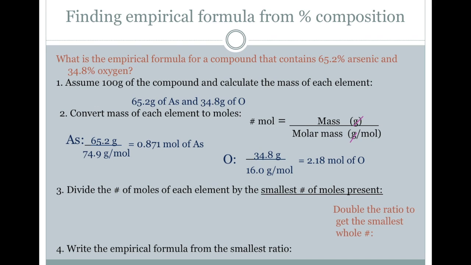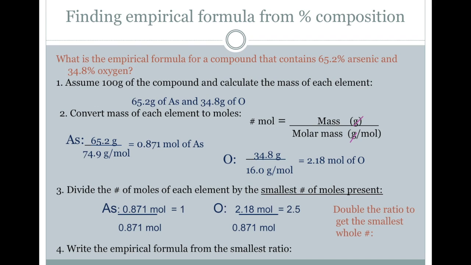So now, to get the ratio, the empirical formula for this, we're going to divide the number of moles of each element by the smallest number of moles present. So we look at these: there's less arsenic, 0.871 moles, than there is oxygen, 2.18. So arsenic is the lowest number, so that's the one we're going to use to divide. So for arsenic, it's going to be 1. Whichever is the smallest number present always has a ratio of 1, because we're dividing it by itself, essentially.